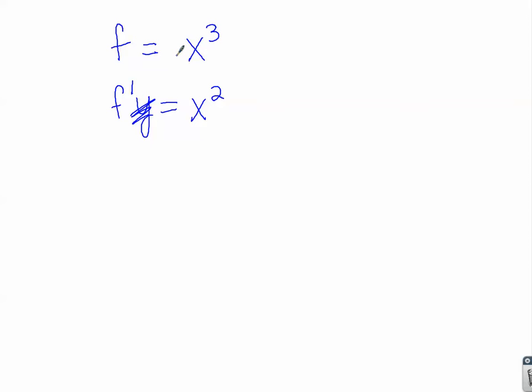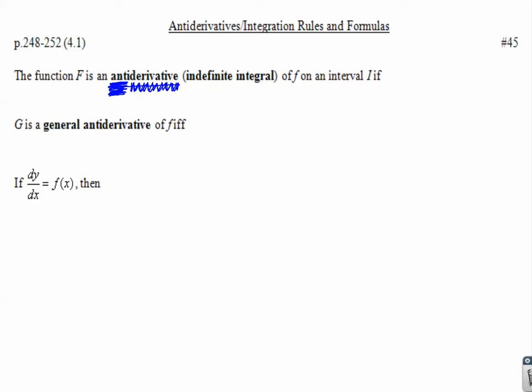So I had to get the 3 to go into the front, but the 3 isn't here. The 3 can cancel out if this had a 1/3 over here, so that I'm left with just a 1 after I multiply by a 3. But there's lots of difficulty in just thinking backwards, so we're going to go through the rules of thinking backwards. But that's what an antiderivative is, thinking backwards from the derivative.